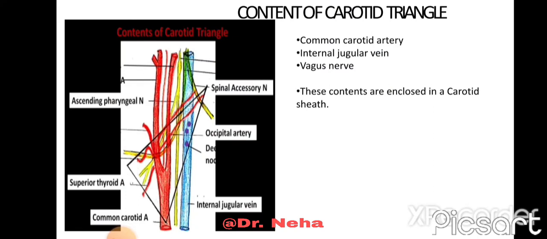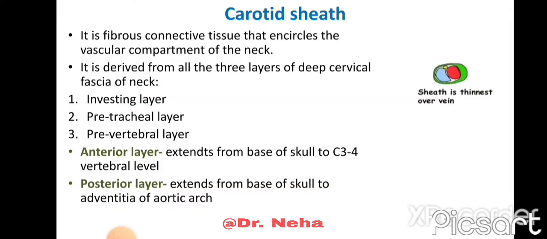Now the contents of the carotid triangle. The important contents are the common carotid artery, internal jugular vein, and the vagus nerve. These structures are enclosed in a sheath which is known as the carotid sheath. The carotid sheath is a fibrous connective tissue that encircles the vascular compartment of the neck.